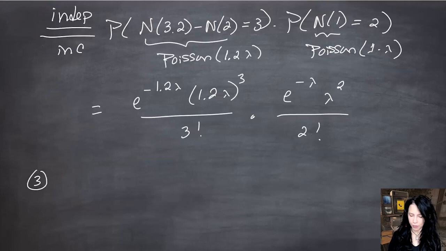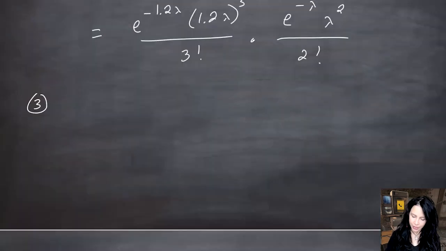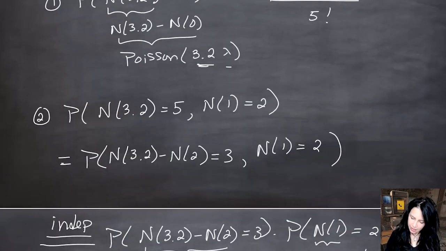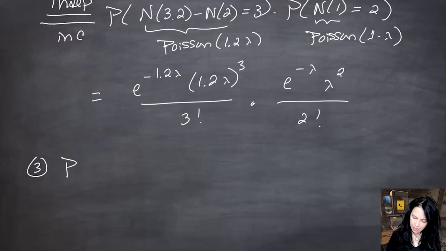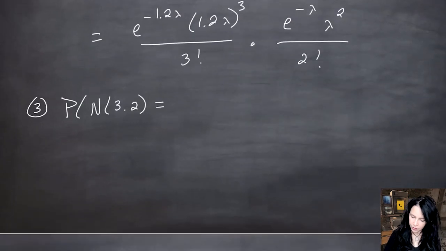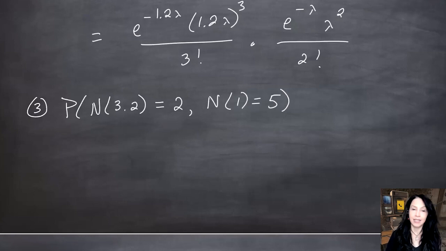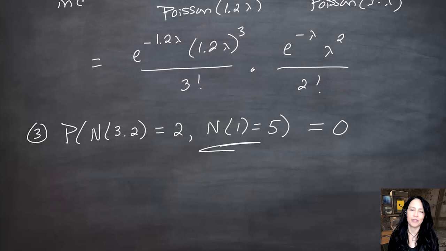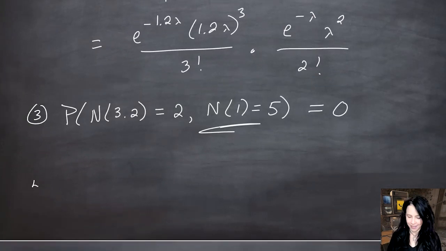Let's do a conditional probability. Before that, let me do, what is the probability that N of 3.2 is 2 and N of 1 is 5? This is an increasing process. So this is saying there were 5 arrivals by time 1. And then when you moved up to time 3.2, there was a total of 2 arrivals, but that can't happen. We already have 5.